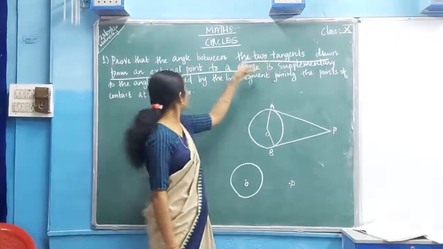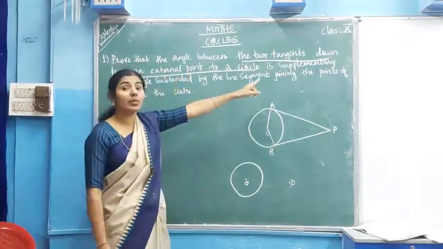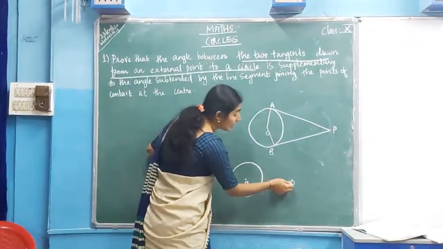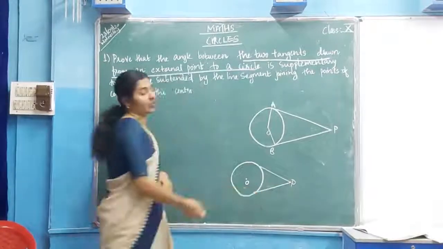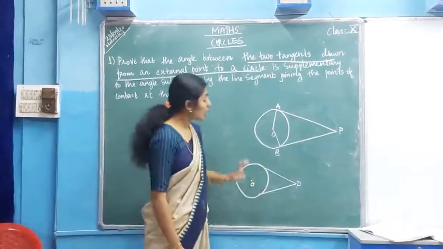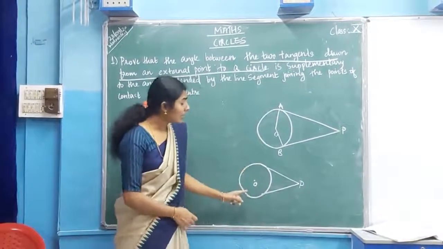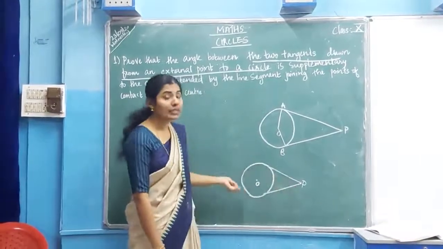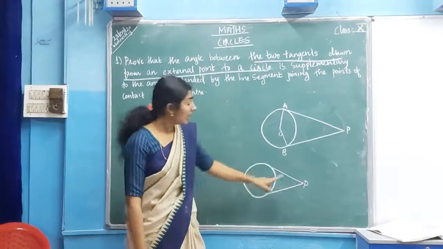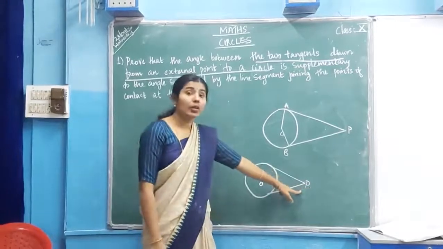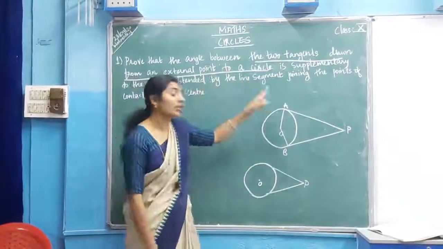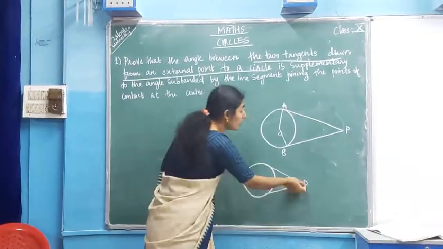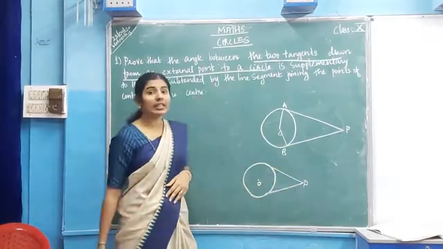Now, which are the tangents drawn from an external point? So from this external point, you should draw two tangents. So you will get the shape like this. First of all, you should draw one circle with the center O. P is an external point. Tangents drawn from an external point. So from this external point, you should draw two tangents.